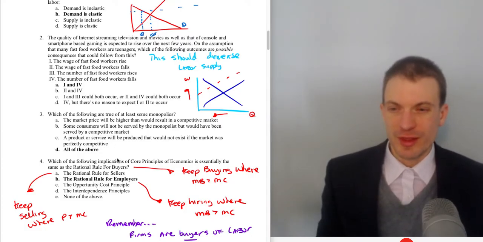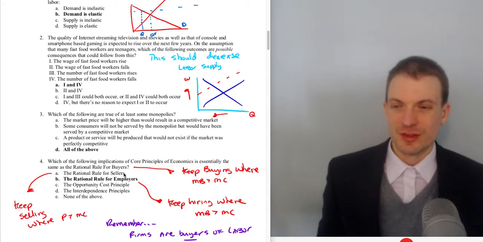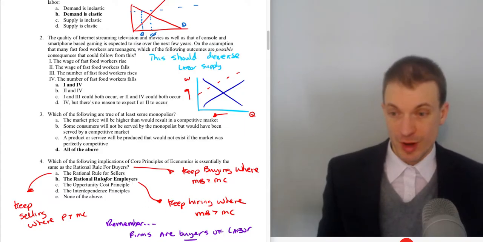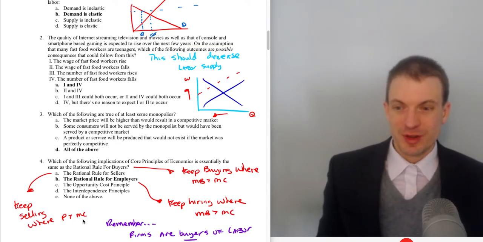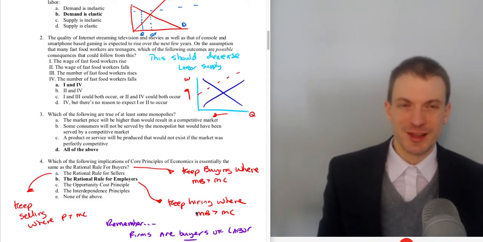Okay, which of the following implications of core principles of economics is essentially the same as the rational rule for buyers? So this isn't a great question for the present semester, but following the Stevenson and Wolfers text, the rational rule for buyers just says keep buying whenever marginal benefit is bigger than marginal cost. Keep hiring. So the rational rule for employers says keep hiring where marginal benefit is bigger than marginal cost. The rational rule for sellers: keep selling where price is bigger than marginal cost. And then the key, remember, firms are buyers of labor. So keep buying where marginal benefit is bigger than marginal cost is the same thing as keep buying labor when marginal benefit is bigger than marginal cost. So it's the rational rule for employers.